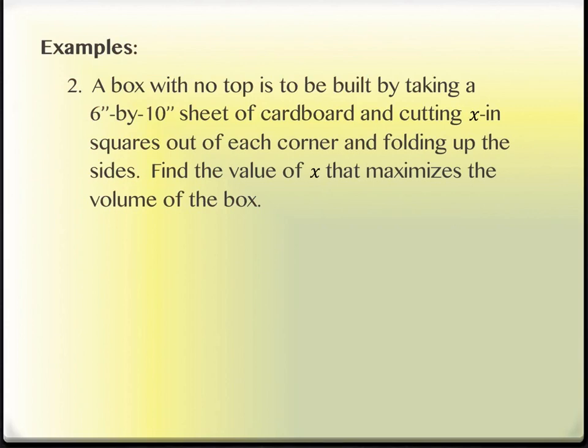A box with no top is to be built by taking a 6-inch by 10-inch sheet of cardboard and cutting X-inch squares out of each corner. Folding up the squares, or folding up the sides. Find the value of X that maximizes the volume of the box. So the picture you should have in your mind is like a shoebox. And if you were to take a shoebox and flatten it out, it would be two-dimensional, like a two-dimensional piece of cardboard, right? With the corners missing. Does the visual make sense?